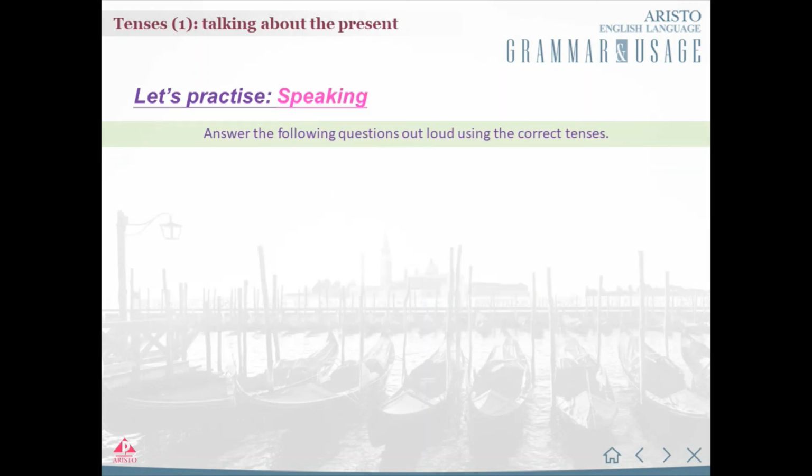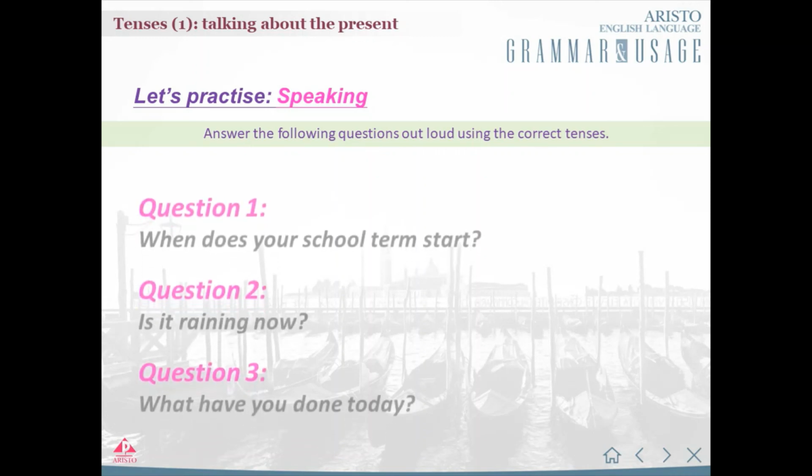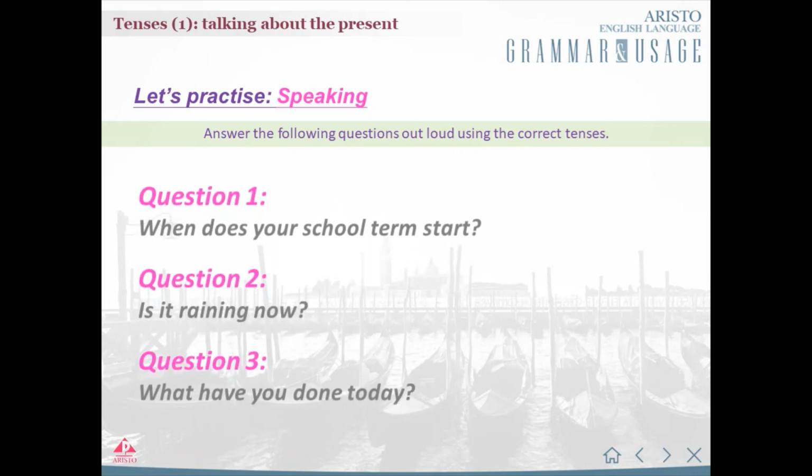After writing, let's have some speaking practice. Answer the following questions out loud using the correct tense each time. Question 1. When does your school term start? Question 2. Is it raining now? Question 3. What have you done today?